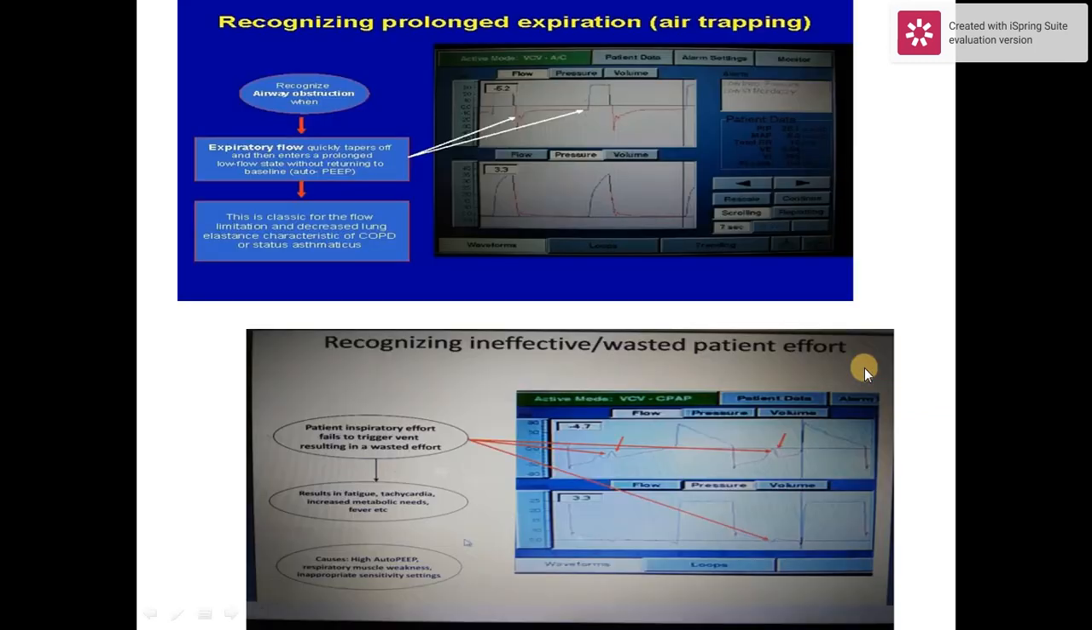Next, coming to how we can make this out on the ventilator. First is air trapping. The second pictorial representation which I showed you shows that the expiratory limb is not touching the baseline. It ends up till here, and this is known as air trapping or auto-PEEP.